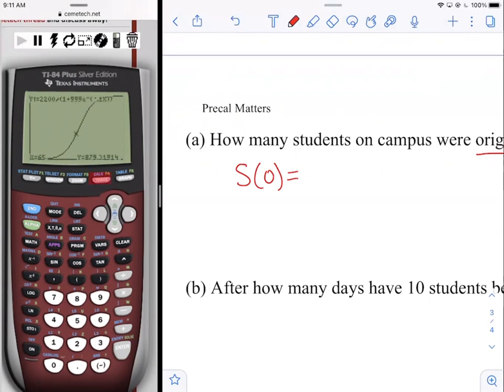And now, since we have that in our window, I don't have to do it from the home screen. Remember, the easier way to do it from the graphing screen, if the X value is in your window, is just to hit trace and then type in a zero. Don't scroll over to zero. Just hit trace, type it over, and then you get 2.2 students.